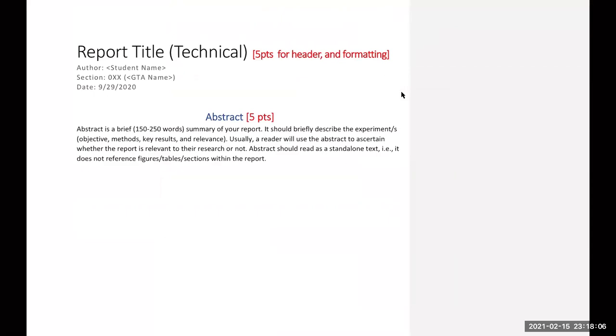So an abstract is a short summary of your report, which describes the key objectives, methods, and results of the experiments. And yeah, it should be a standalone document that doesn't reference anything within your report.